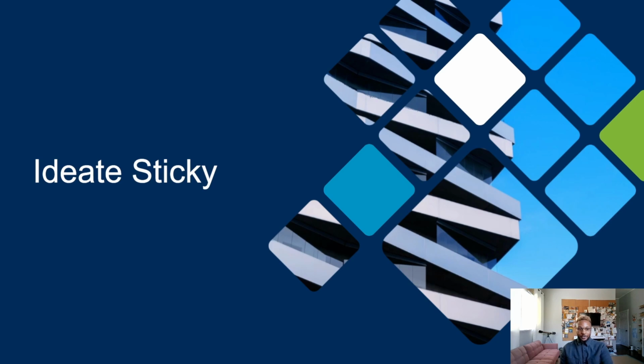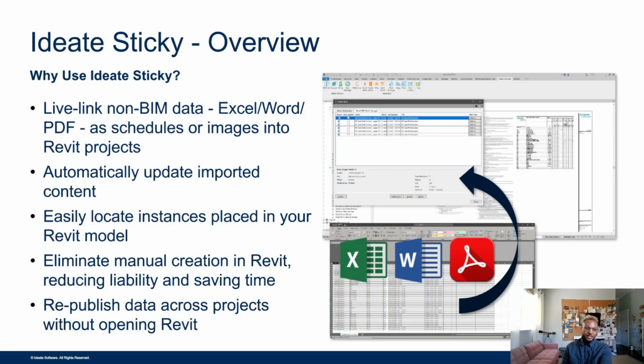All right, now to a quick look at Ideate Sticky in general. Sticky lets you bring non-BIM content from Excel, Word, or PDFs into your Revit model. You can use it to display general notes, code matrices, manufacturer documentations, and more, either as formatted schedule-like data or as high-fidelity images. It helps keep supporting documentation up to date directly inside of Revit, and any changes made inside of the external files are automatically updated within Revit. Among other time-saving features, you can also republish your data across multiple projects without involving Revit.